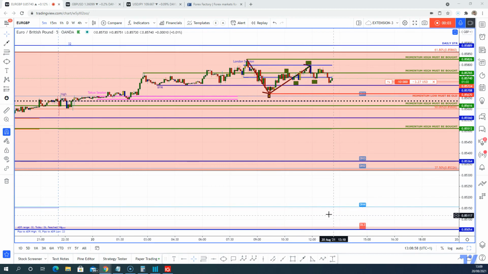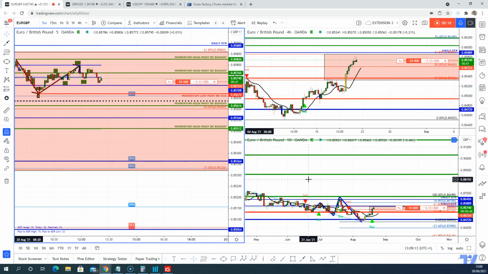Afternoon traders. This is Shagun Chart 247. Today is the 20th of 8th, 2021. We've got the Euro Pound trade for this afternoon, and this setup is interesting.